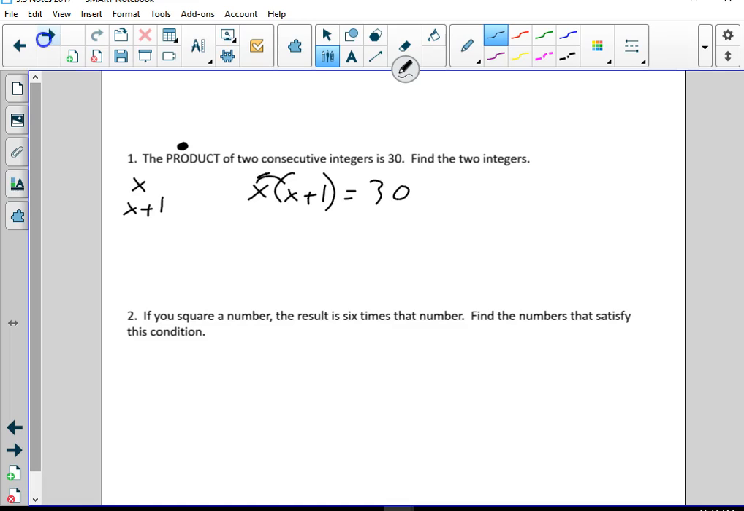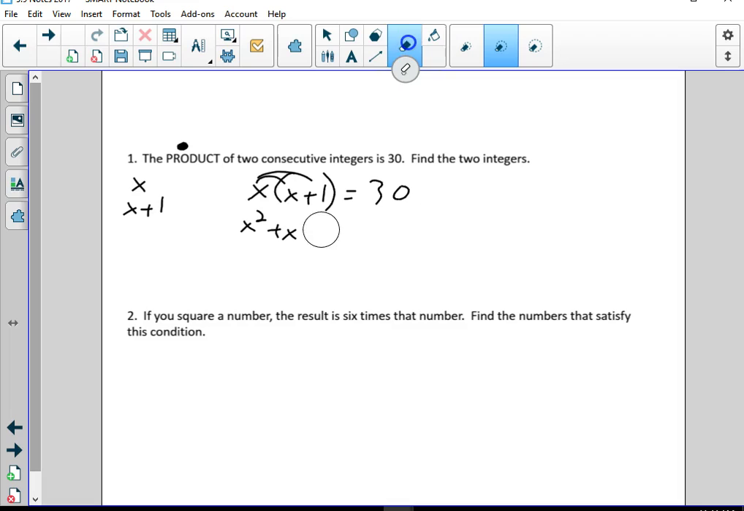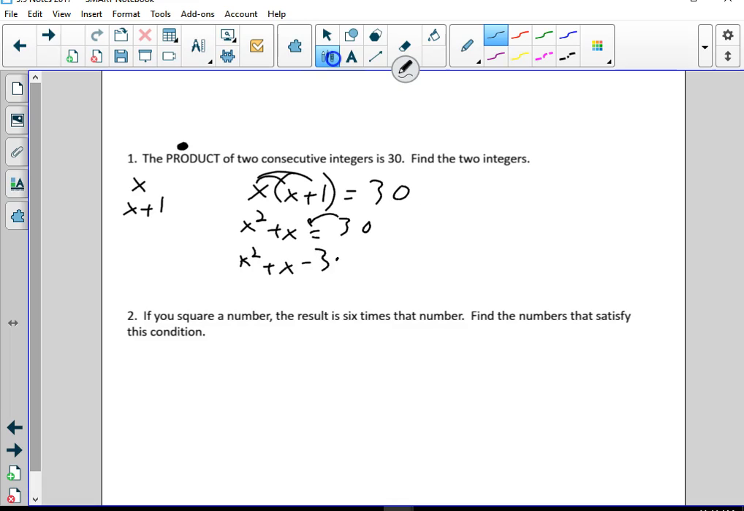So first thing we're going to do is distribute. We're going to get x squared plus x. Sorry, I'm ahead of myself. x squared plus x equals 30. Then we need to get it set equal to 0 like we talked about earlier. And now we're going to factor. Now we have to guess and check. Okay? We need two numbers that multiply to give us 30 that differ by 1. We already know what they are. Okay? You know they're 6 and 5.